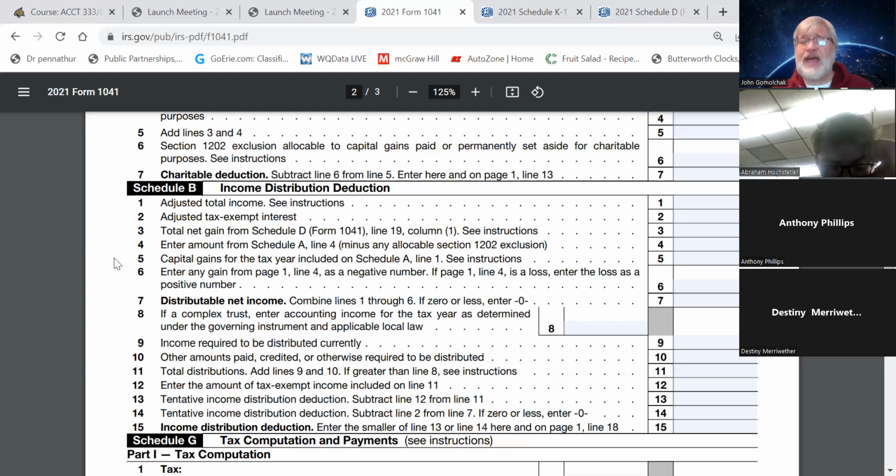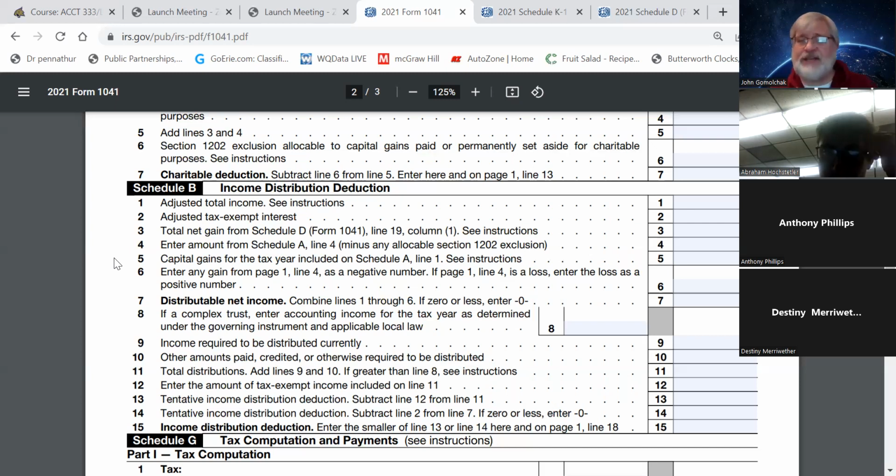Now what's happening is when we get to line 11, we're showing all of the income and all of the money that's been distributed. But the whole purpose of Schedule B is not to calculate how much money we distributed. It's to calculate what our deduction is for that distribution. Line 2 above threw the tax-free income into the bucket, and now line 12 is pulling it back out.